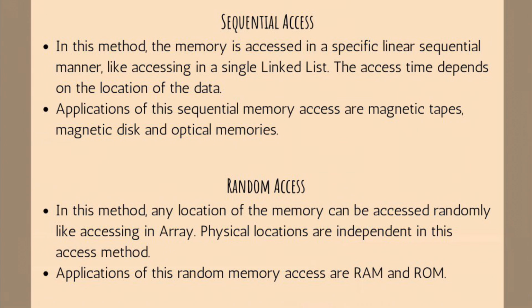Second is random access. In this method, any location of the memory can be accessed randomly, like accessing in array. Physical locations are independent in this access method. Applications of this random memory access are RAM and ROM.